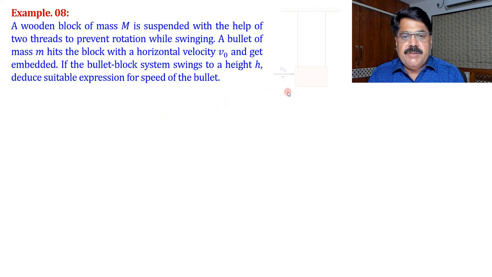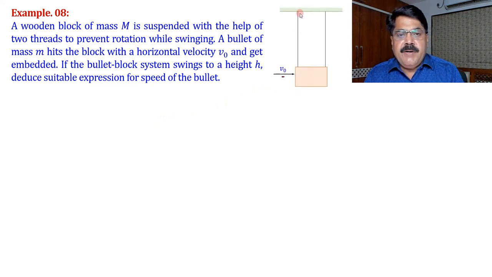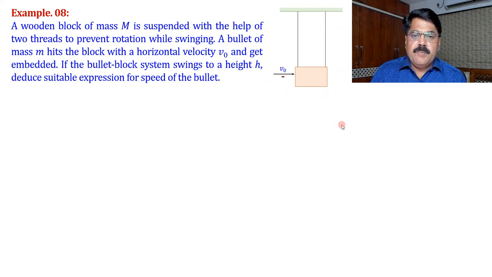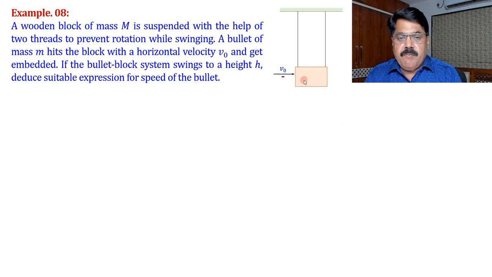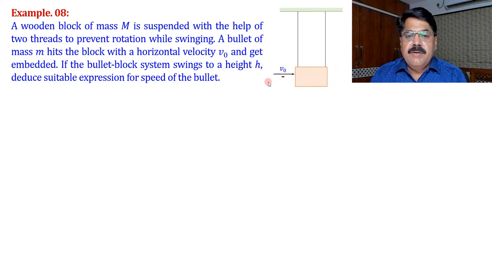Actually this situation is given here. This block is suspended by 2 threads. Why 2 threads? Because when it swings it will not rotate. This setup is called a ballistic pendulum, and this experiment is used to find the velocity of bullets. When the bullet hits, it will swing to a height, we can measure how much height it swings, and with the help of this height we can calculate the velocity of the bullet. Let us see how we will calculate.